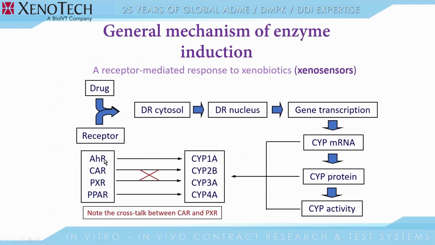So in this example here, we're showing 4 different receptors: AHR, CAR, PXR, and PPAR. And as you can see, generally each receptor is responsible for inducing a particular gene. However, the specificity is not always the case. As you can see here between the CAR and PXR receptors, there is some crosstalk between the enzymes that they'll induce. So while generally the CAR receptor is responsible for inducing CYP2B, it can also induce the production of CYP3A and vice versa. So just keep in mind that sometimes there can be crosstalk between the different receptors.